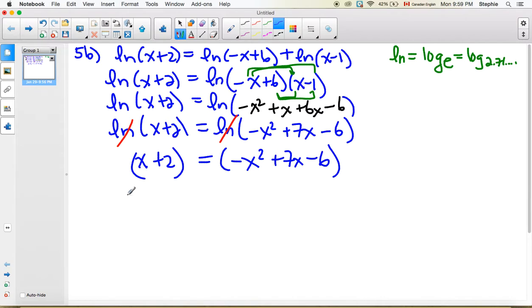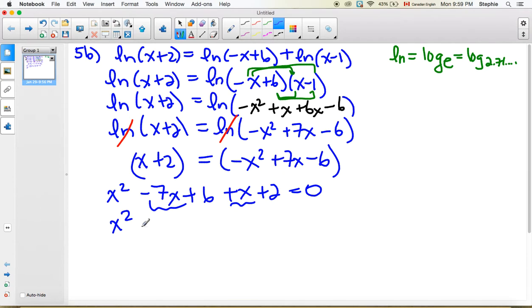So I'm going to go with bringing the x over here. So this will become x squared minus 7x plus 6 plus x plus 2 is equal to 0. When I simplify, it becomes x squared minus 7x plus x makes minus 6x. And 6 plus 2 makes positive 8 equals 0.